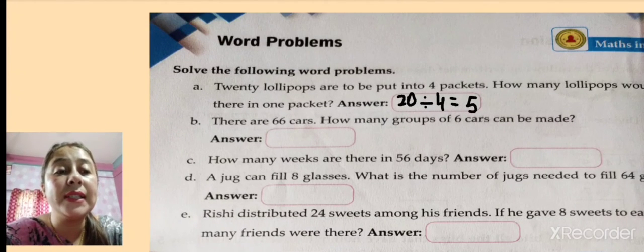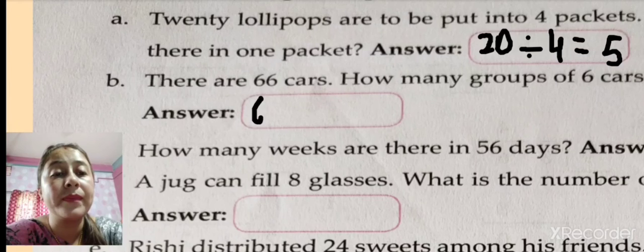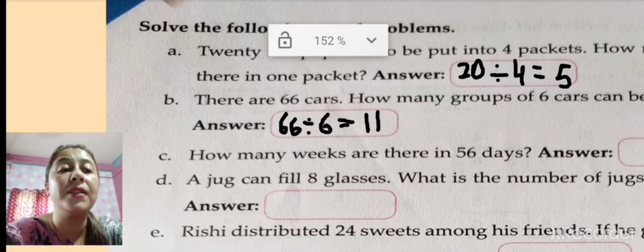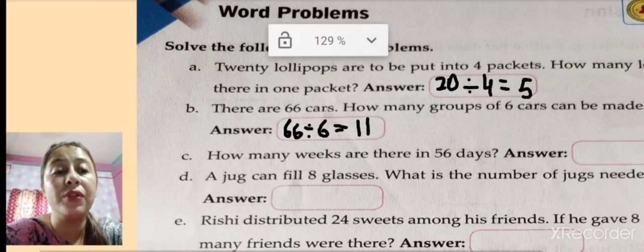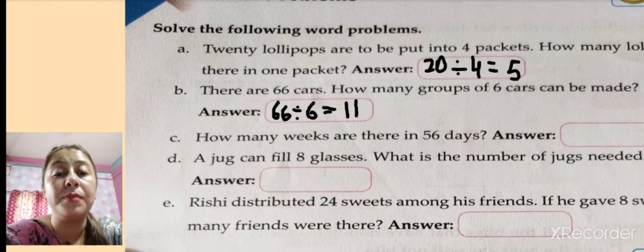Now there are 66 cars. How many groups of 6 cars can be made? So we will divide 66 by 6. 66 divided by 6 equals 11. 11 sixes are 66. So our answer is we can group the cars into 11. If we group the cars into 6, there will be 11 groups of 6 cars.